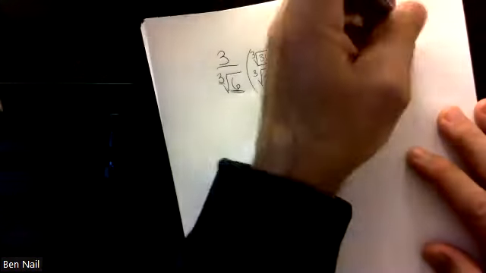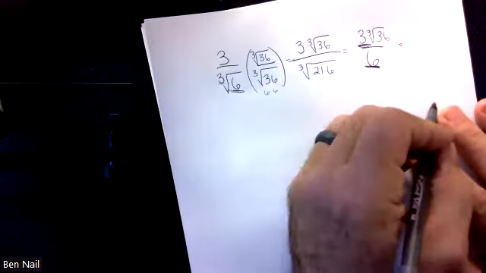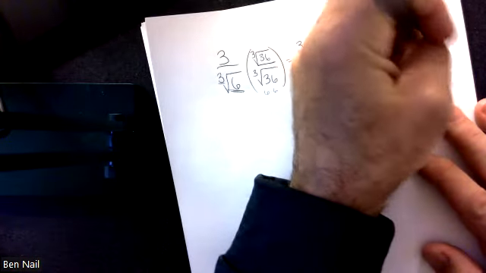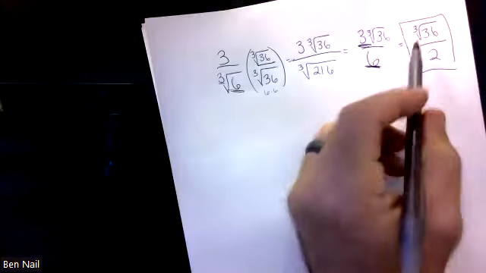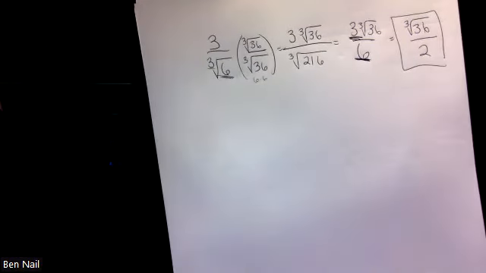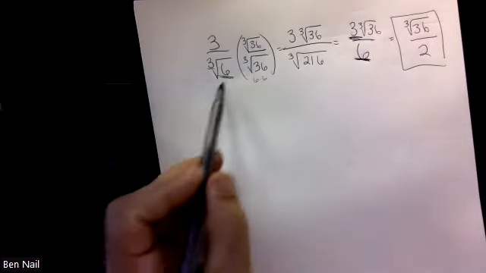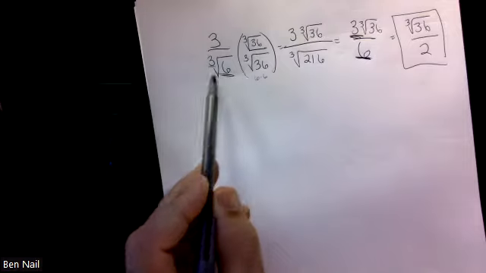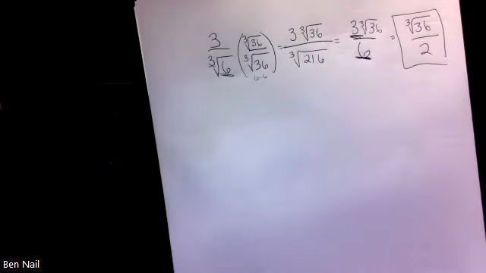And again, if your outside numbers are all divisible by the same thing, we have to divide. 3 and 6 are both divisible by 3. So we end up with 1 cubed root of 36 over 2, or just the cubed root of 36 over 2. So if they happen to throw in a non-square root, you're not taking it times itself, but you again need 3 of those numbers.